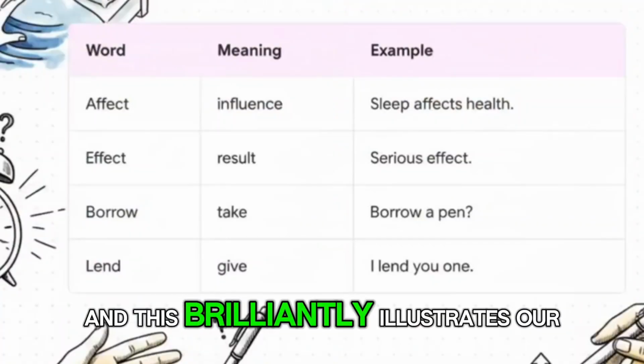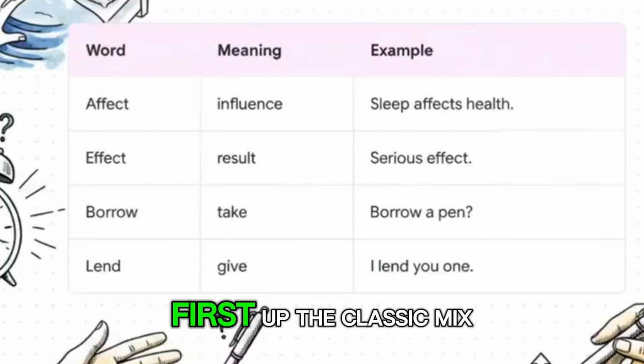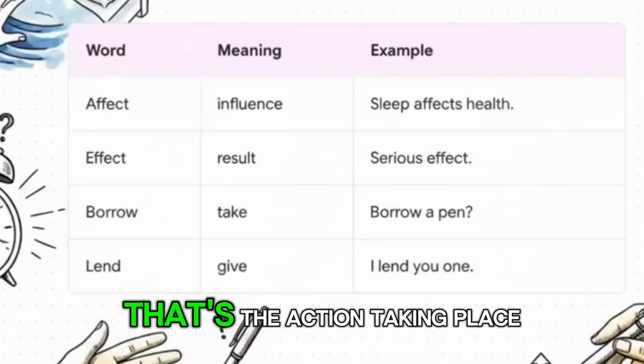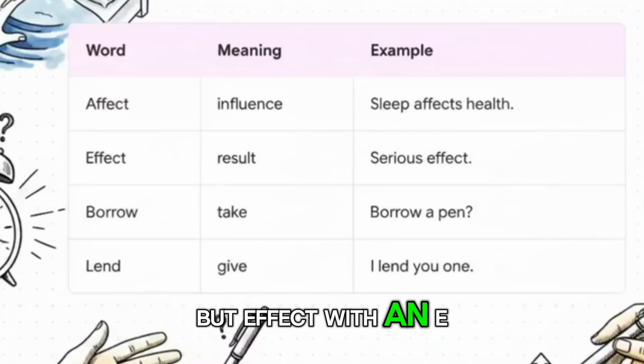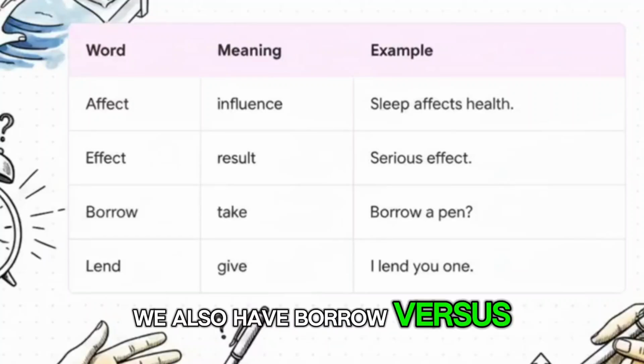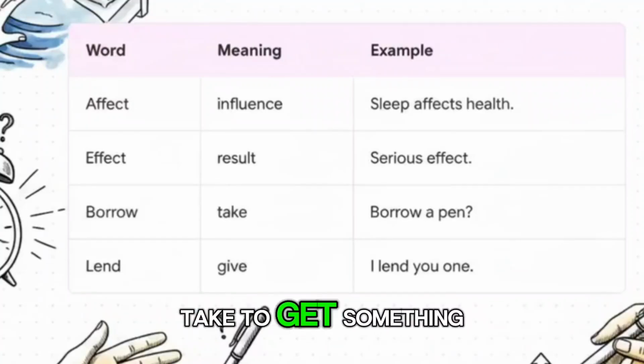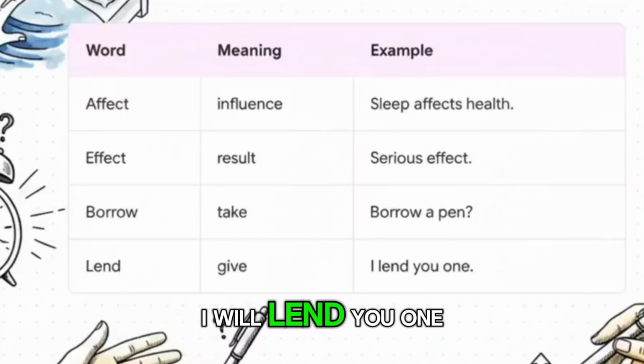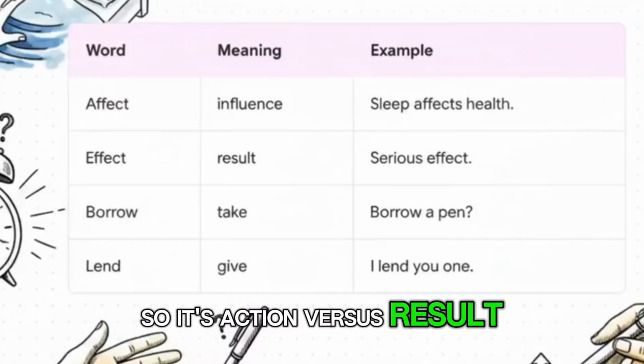And this brilliantly illustrates our next 2 pairs. First up, the classic mix-up. Affect with an A means to influence, like lack of sleep affects health. That's the action taking place. But effect with an E is the result, as in the effect was serious. We also have borrow versus lend. Borrow is the action you take to get something. Can I borrow your pen? While lend is the act of giving it. I will lend you one. So it's action versus result, taking versus giving.